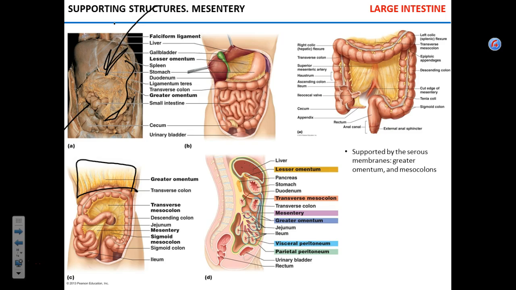So it's mostly in males. It's very characteristic for males, accumulation of abdominal fat. The lesser amentum holds together the stomach and liver, and the mesocolons: the transverse mesocolon, the mesentery that holds the small intestine, and the sigmoid mesocolon that holds parts of the large intestine. Basically, what you need to take home from it: anatomy. Greater, lesser amentum, mesentery, transverse mesocolon, sigmoid mesocolon.